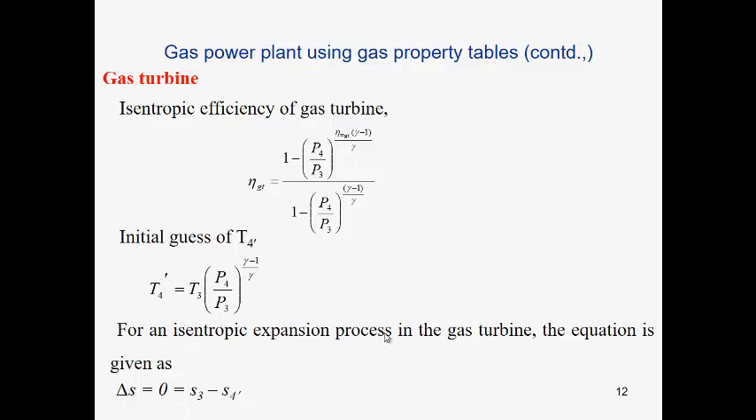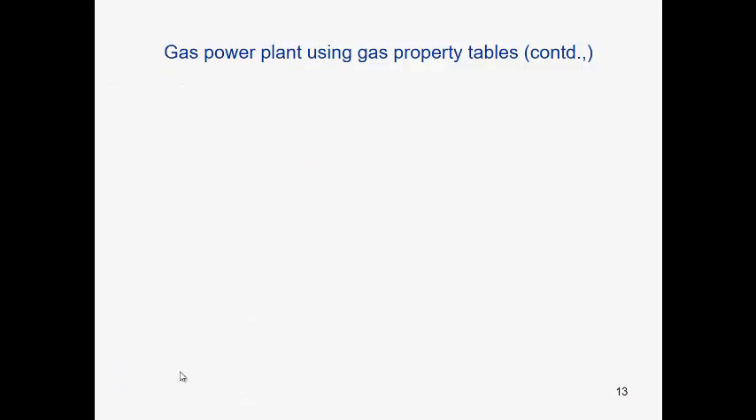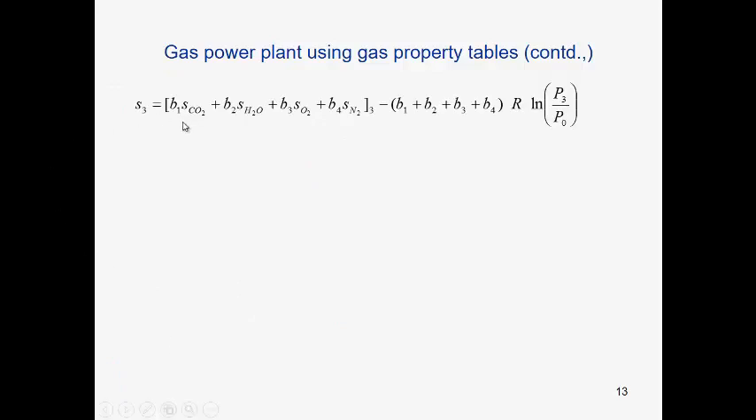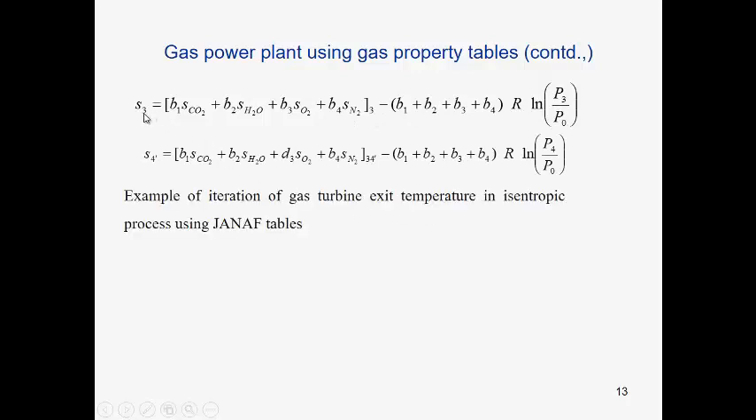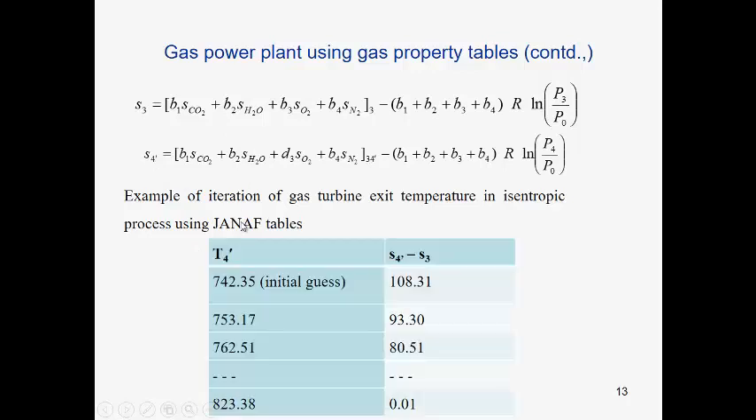For an isentropic expansion process in the gas turbine, the equation is given similar to the air compressor, that is delta S is equal to 0. This is the entropy values from gas property, and these are the pressure component. This is entropy before expansion S3, and S4 dash is entropy after expansion. All these values are obtained from the gas property tables.